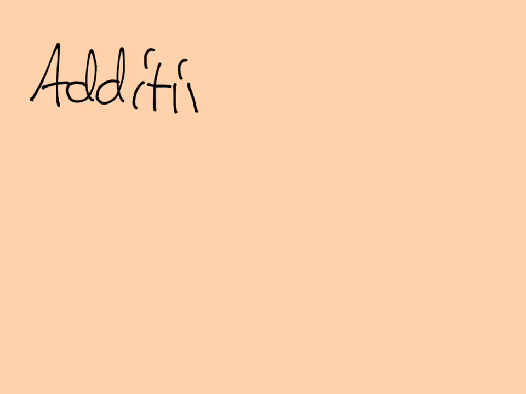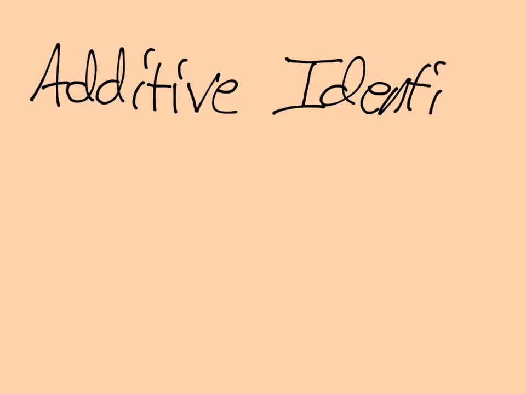And we call that the additive identity. So that's what an additive identity is. And you can probably figure out what the multiplicative identity is.